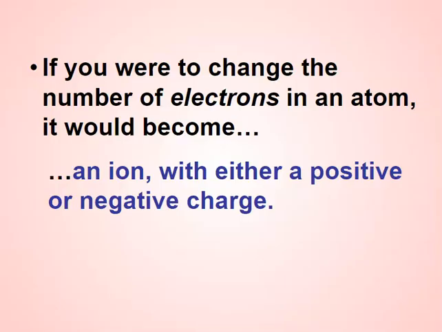And the last thing that you need to know is if you somehow change the number of electrons in an atom, if one atom takes away electrons from another one or it gives ones to it, it then becomes an ion, which either has a positive or negative charge to it. So if it takes an electron away and it gets an extra electron, it's going to have a negative charge. If it loses an electron, it's going to have a positive charge. And we'll go over that a little bit more in class.